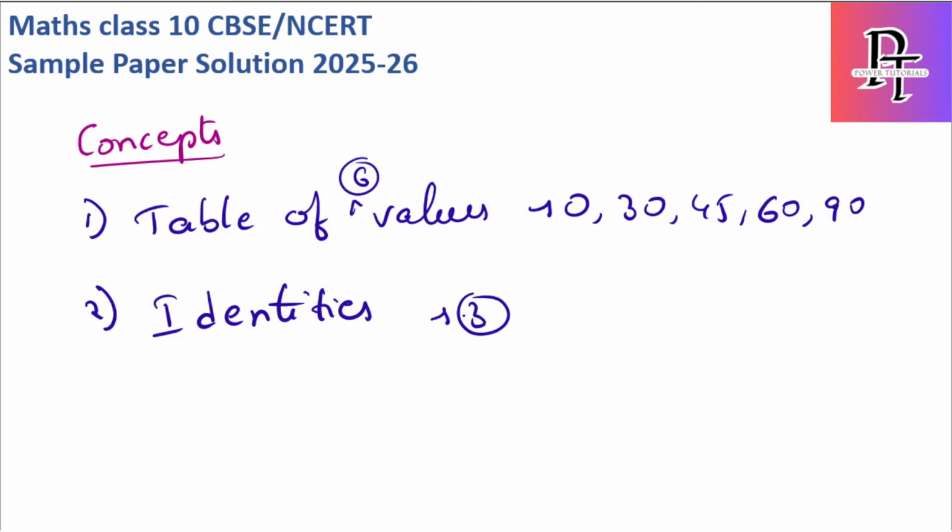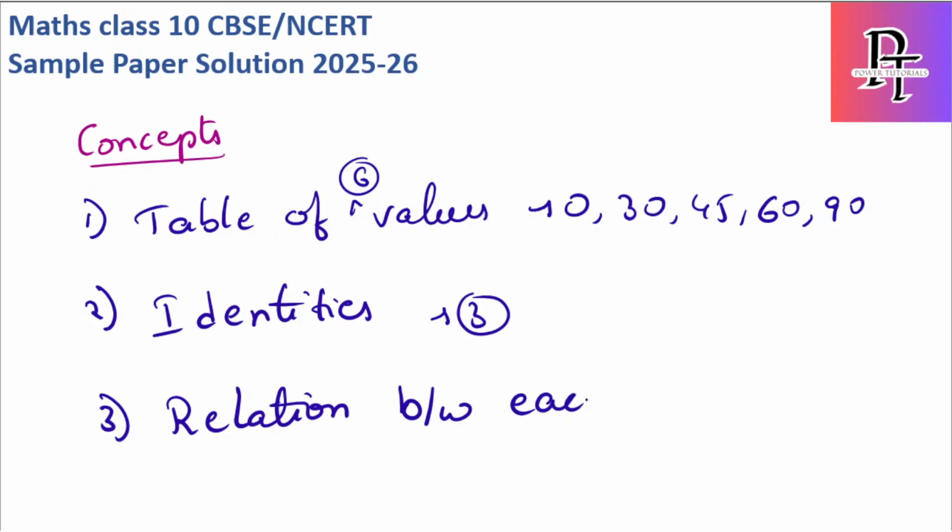And then the relation between each trigonometry ratio. That's it. So if you remember these 3, then definitely any questions from this chapter we can solve.